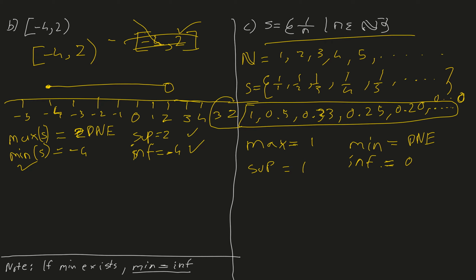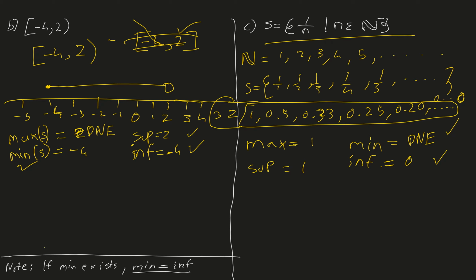So therefore 0 is not in the set. Even though 0 is a lower bound, 0 is not in the set. Therefore the minimum does not exist, and the infimum is 0, because 0 is certainly a lower bound, and it is the greatest lower bound.